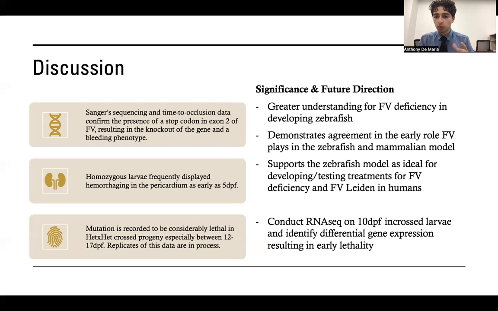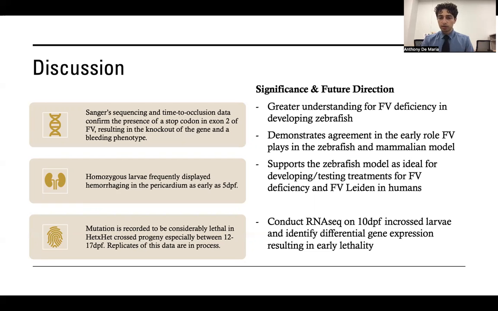And it also displays agreement in the early role that factor V plays in both the zebrafish and mammalian model, because as I mentioned before, the mouse also was identified to have a very early lethality in the embryonic stage when it was deficient from this factor. And this data also supports the zebrafish as an ideal model for developing and testing treatments for factor V deficiency in humans, such as factor V Leiden and deficiency, which are two different blood disorders that affect humans. Around 1 in a million humans have that disorder.